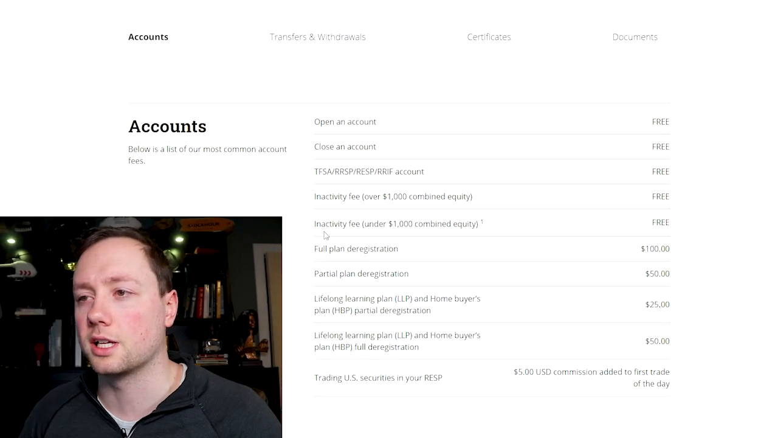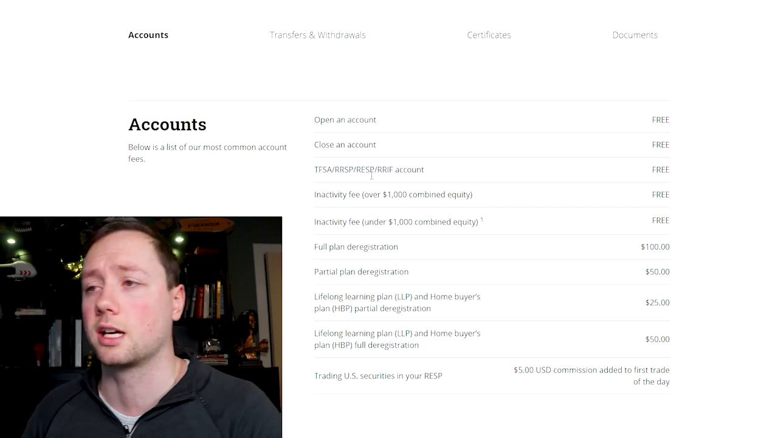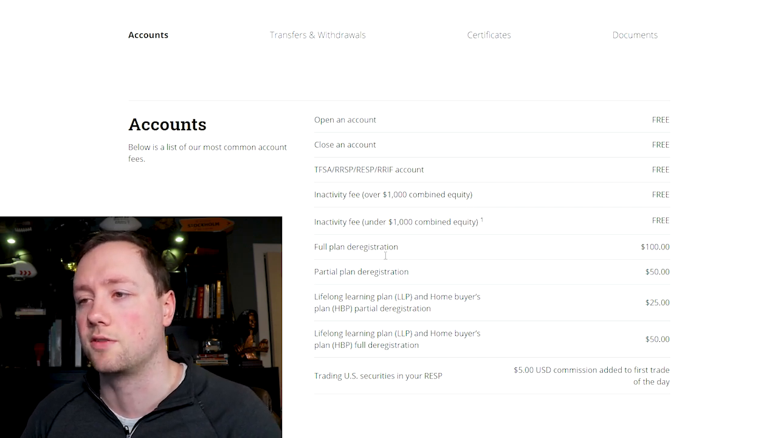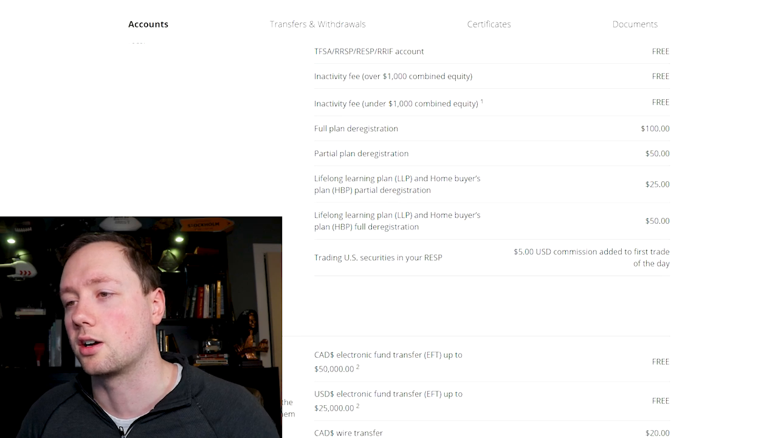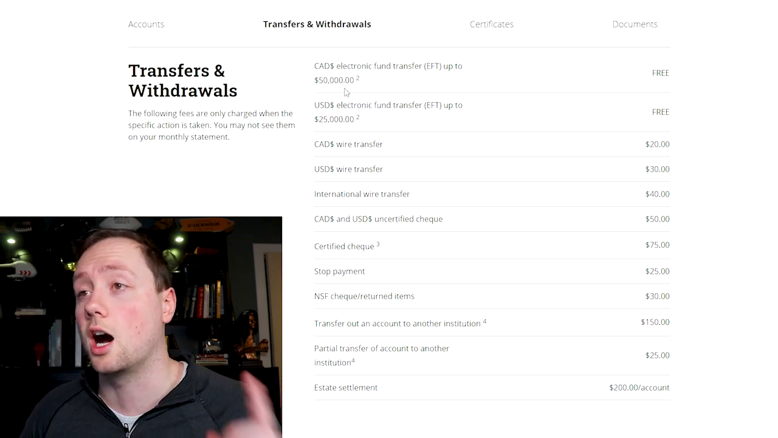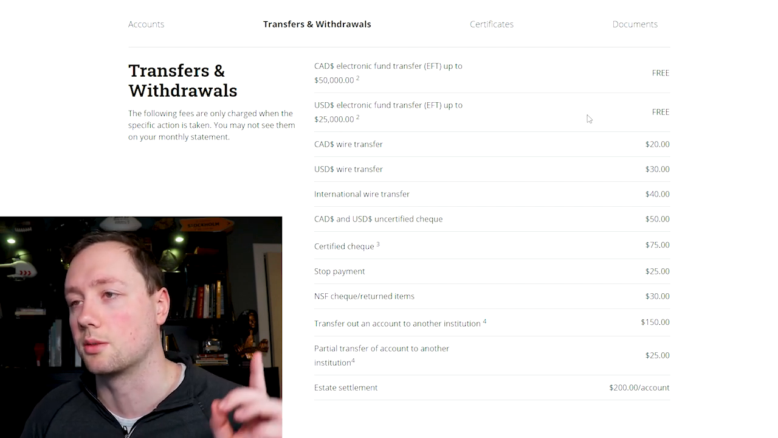Now, just to go through a list of their other fees, to open and close an account is totally free. The TFSAs and RRSPs to link it to your accounts is totally free. There's no inactivity fees, which is really nice. If you want to do a deregistration, it costs $100, but it's not really a big deal. Transfers and withdrawals up to $50,000 and USD up to $25,000 is completely free.